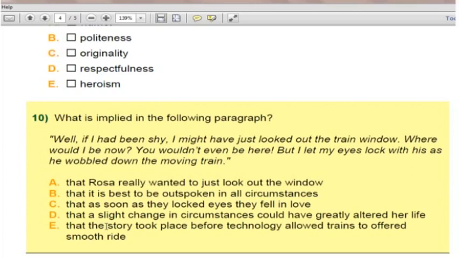A. That Rosa really wanted to just look out the window. B. That it is best to be outspoken in all circumstances. C. That as soon as they locked eyes, they fell in love. D. That a slight change in the circumstances could have greatly altered her life. E. That the story took place before technology allowed trains to offer a smooth ride.